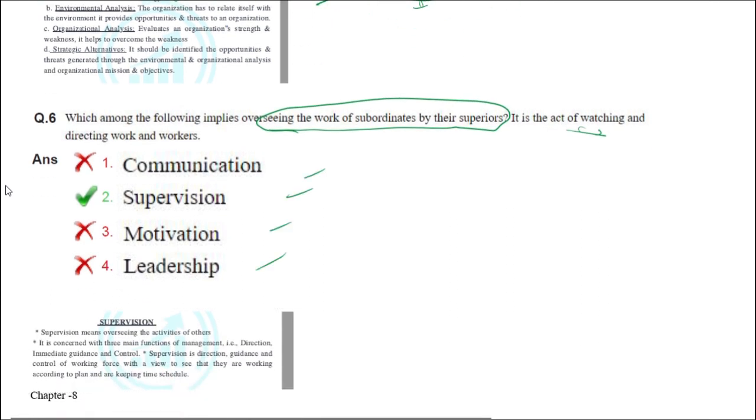Of course, it cannot be communication. Directly, we can know from our basic English language. Next, we have confusion between these three: supervision, motivation, and leadership. In the question itself, they are saying overseeing the work of subordinates. Motivation does not imply the overseeing of the work. Motivation is like we are telling something to motivate the other person. So this cannot be the option. Leadership is we are showing them how to do. It is about showing, not seeing. So this is also not an option. So the correct answer is supervision.